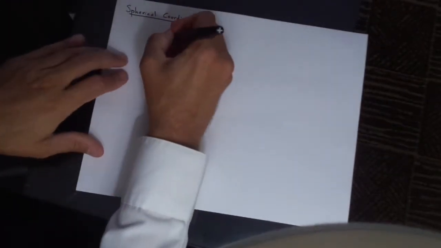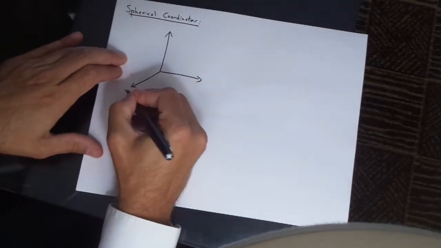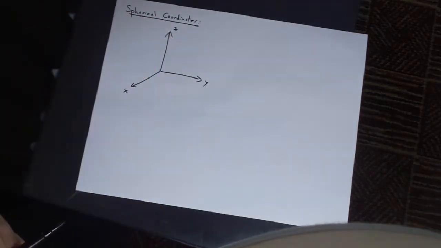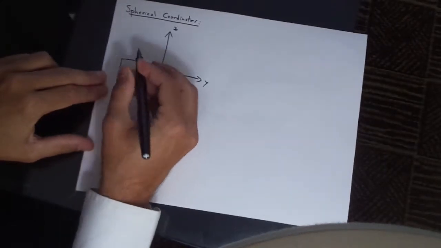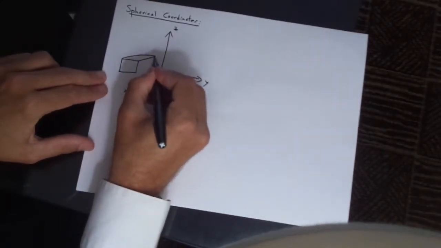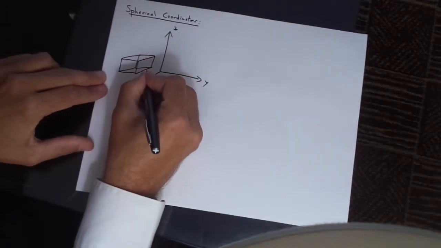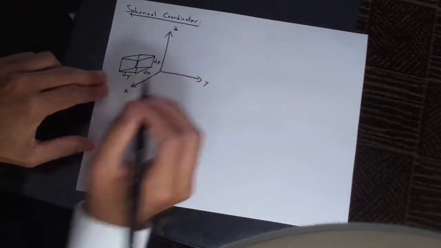Now, when you're thinking about spherical coordinates, what you're going to have to do is imagine chopping up your XYZ space in a different way. This is how you chop up little cubes in the XY sense, so like dx would be there, dy would be there, and dz would be there.